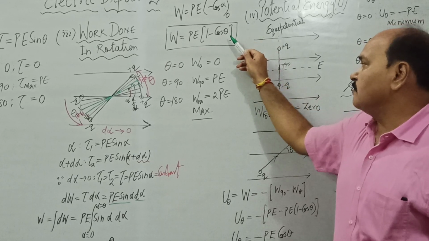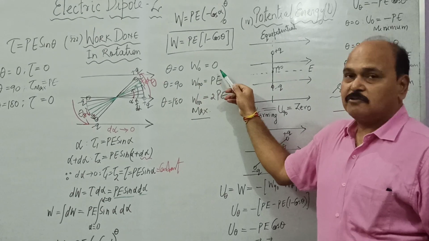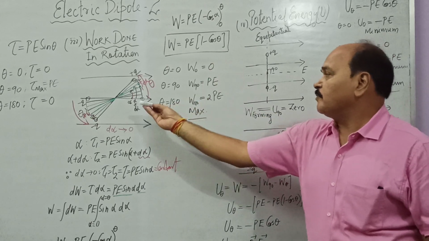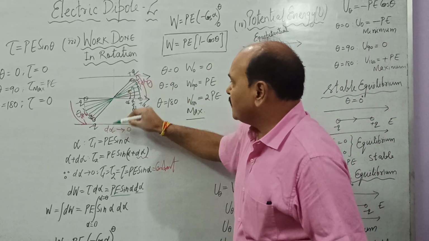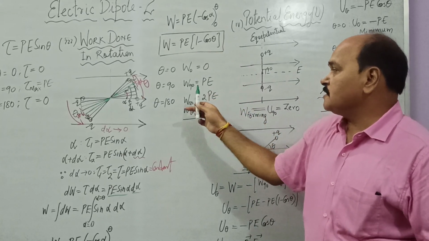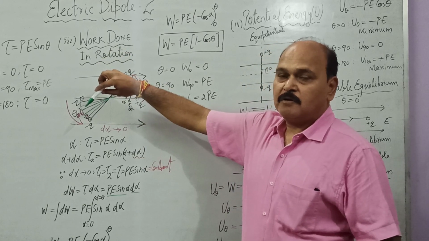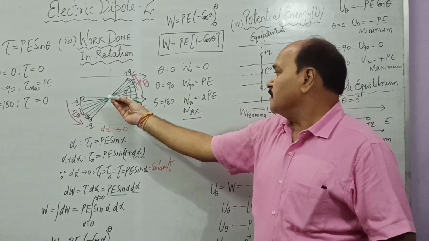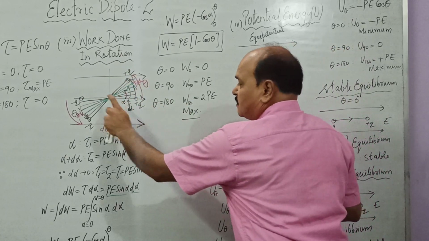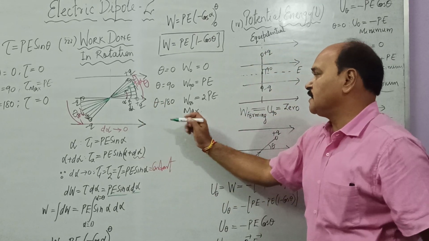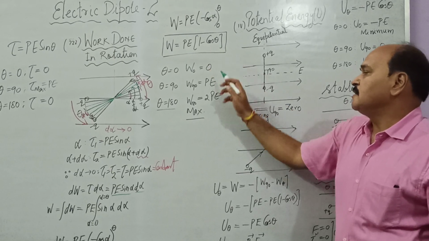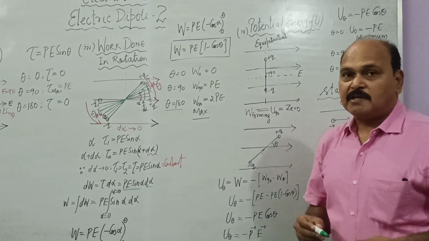When we put theta equal to 0, work done is 0. It has to be 0, because theta 0 means the dipole is not rotated. When theta is equal to 90 degrees, the dipole moves from this orientation to this orientation, and work done is Pe, since cos 90 is 0. And when the dipole is rotated pole for pole, when it is turned around, positive charge moves to this side and negative charge moves to this side. Theta is 180 degrees, and work done is 2Pe, since cos 180 is minus 1. This is the maximum value of work done in rotating a dipole.